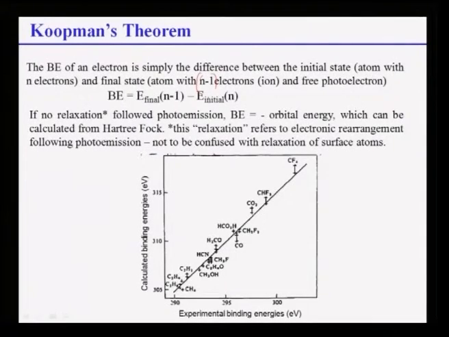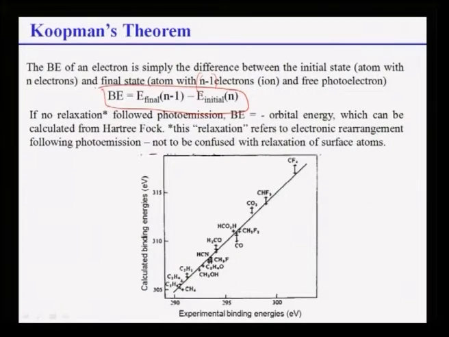So what is the binding energy change? Binding energy is basically E final (n minus 1) minus E initial (n). That is the equation used by Koopman. If no relaxation follows photoemission, then the binding energy is nothing but the orbital energy, which can be calculated from Hartree-Fock theory, which is available. Basically this is a plot of that. Relaxation is nothing but electronic rearrangement following the photoemission. Please do not confuse this relaxation with surface atoms.